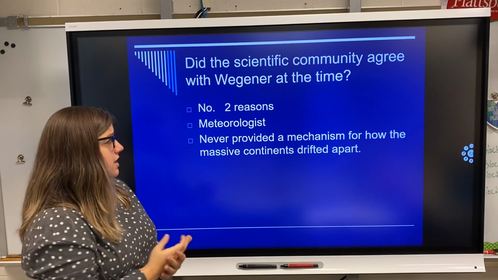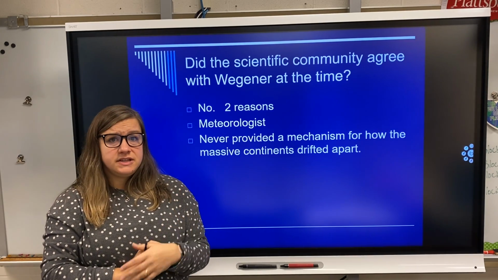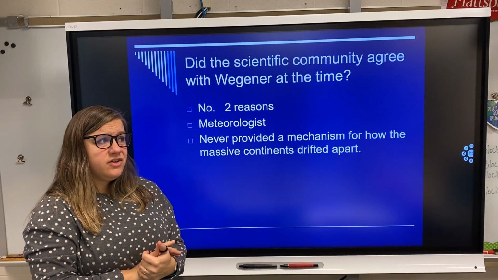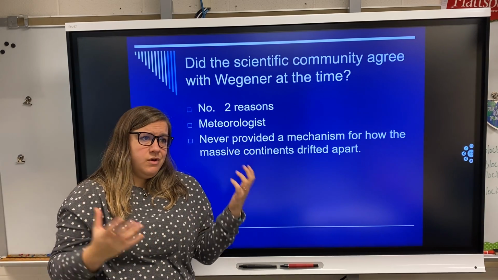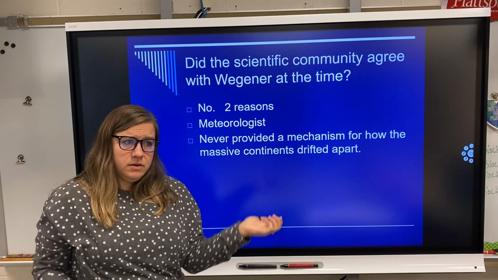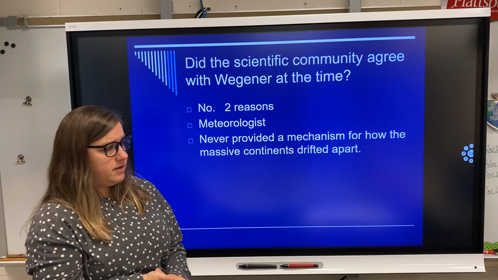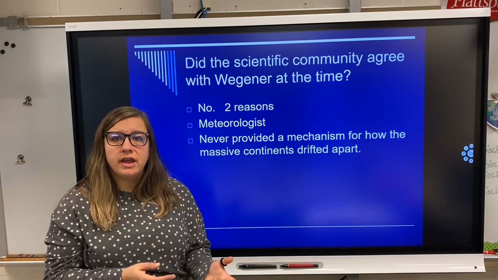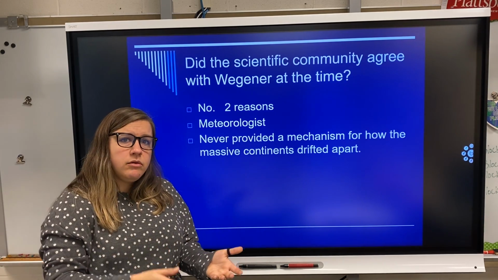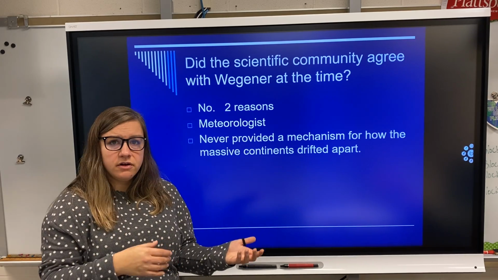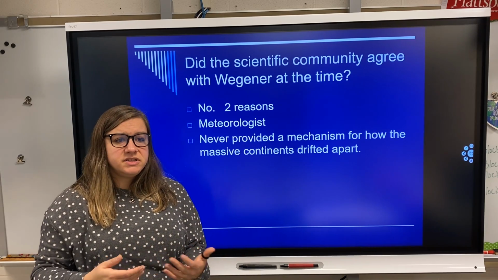No way. No way. And it's for two reasons. Because meteorologists believed the weather wasn't the same, and there were warm species, and they didn't believe him. He also couldn't prove it. He couldn't take people down or take pictures under the Earth's crust and see that there was something that was moving things around.